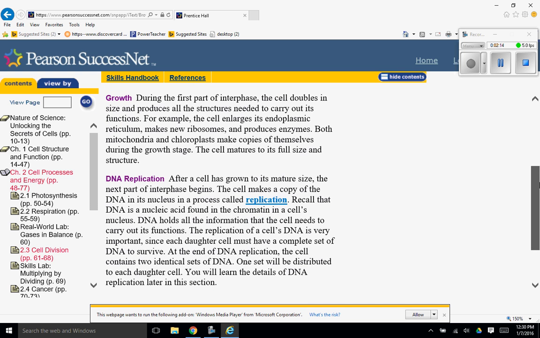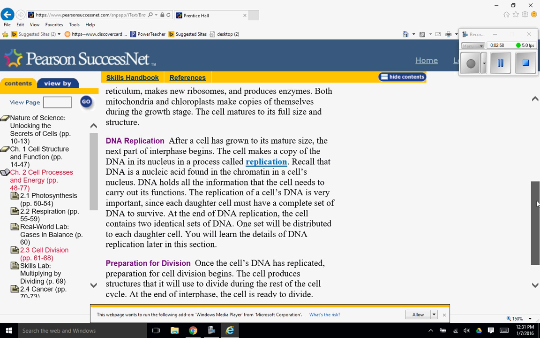DNA replication. After a cell has grown to its mature size, the next part of interphase begins. The cell makes a copy of the DNA in its nucleus in a process called replication. Recall that DNA is a nucleic acid found in the chromatin of a cell's nucleus. DNA holds all the information that the cell needs to carry out its functions. The replication of a cell's DNA is very important, since each daughter cell must have a complete set of DNA to survive. At the end of the DNA replication, the cell contains two identical sets of DNA. One set will be distributed to each daughter cell. You will learn the details of DNA replication later in this section.